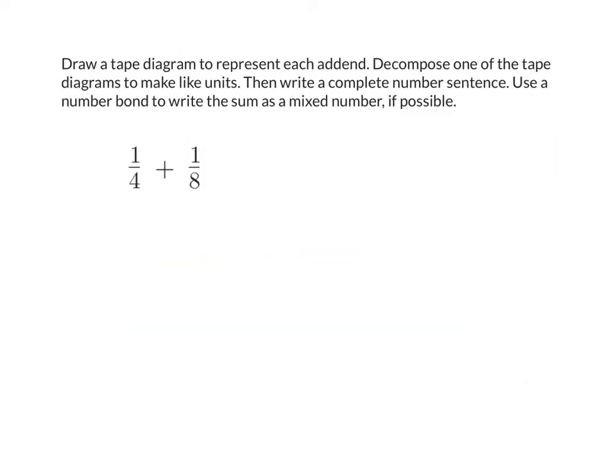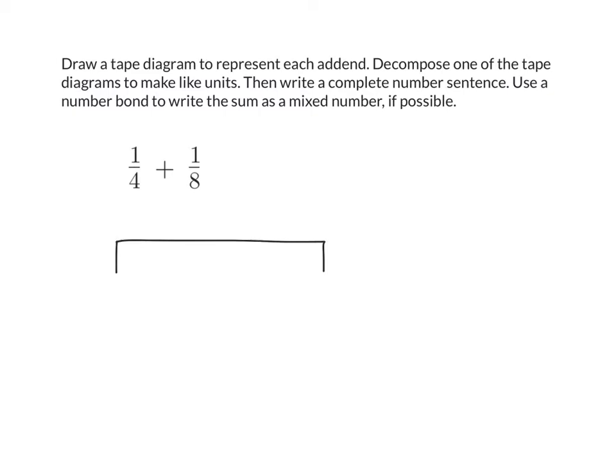Very nice. So the directions tell us in this one to draw a tape diagram to represent each addend. An addend is one part of the addition sentence. So this is an addend and this is an addend. How many addends are there? 2. So if it says to draw a tape diagram to represent each addend, how many tape diagrams should we draw? 2, because we need one tape diagram to represent the first addend, and then a second tape diagram to represent the second addend. So let's go ahead and do that right now.